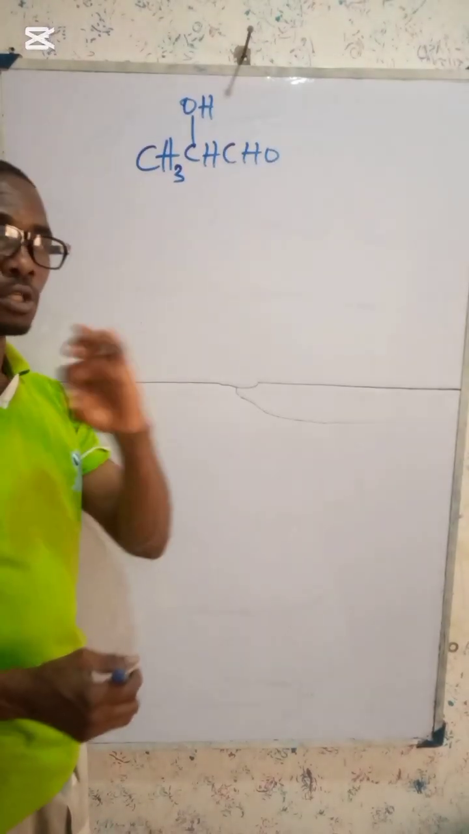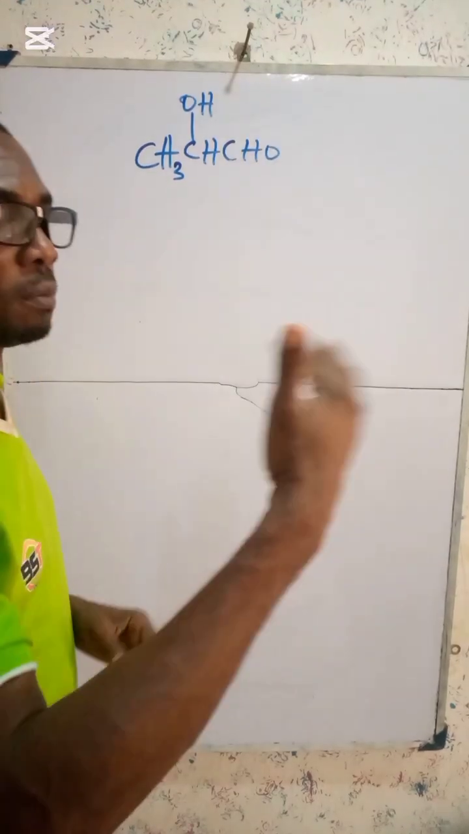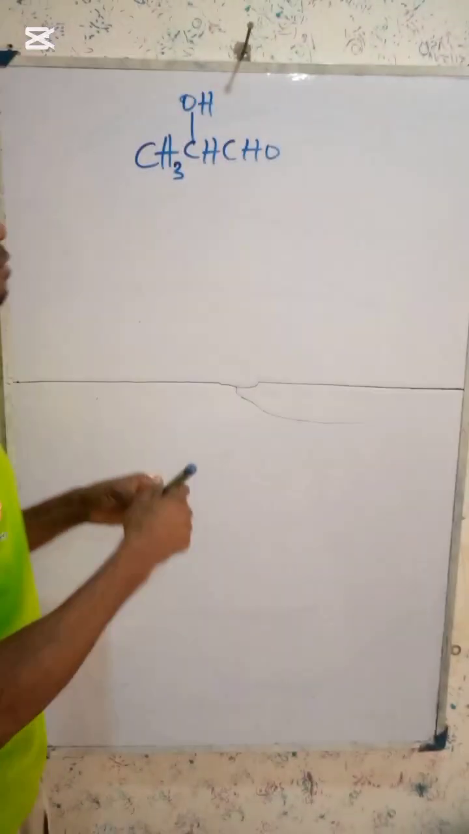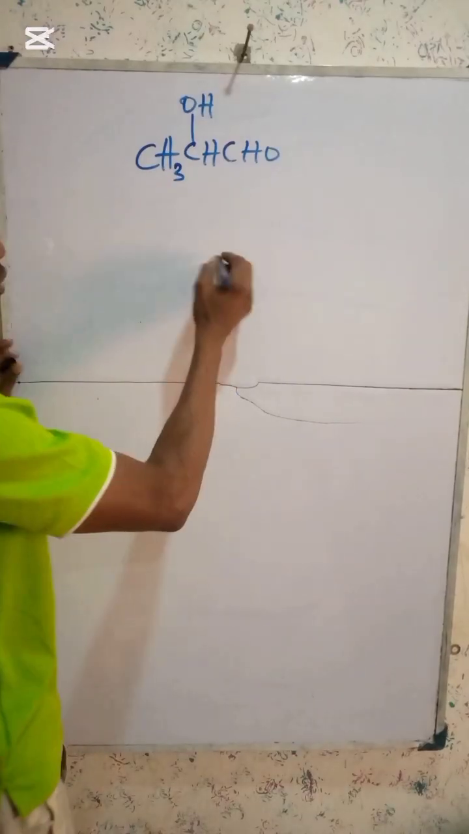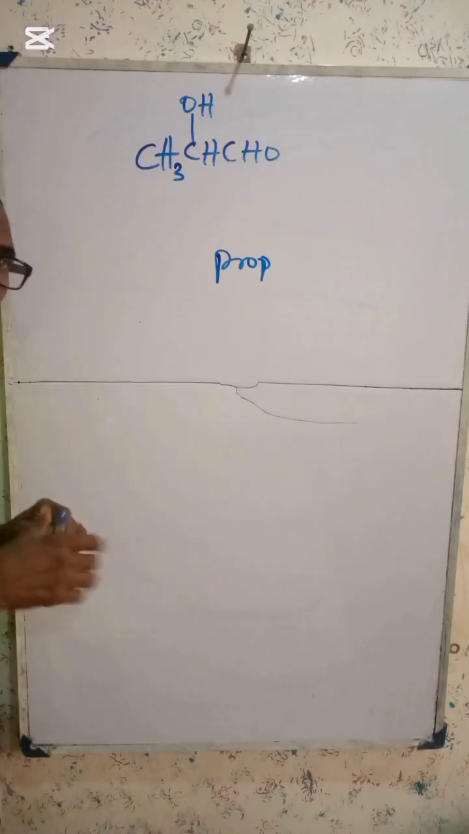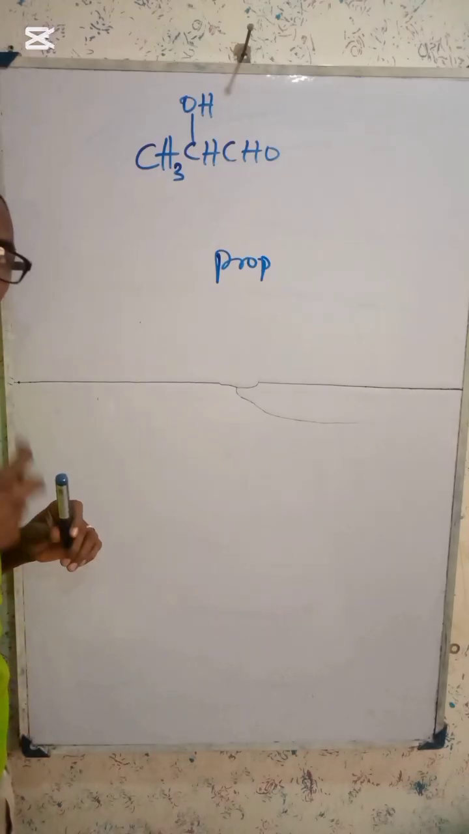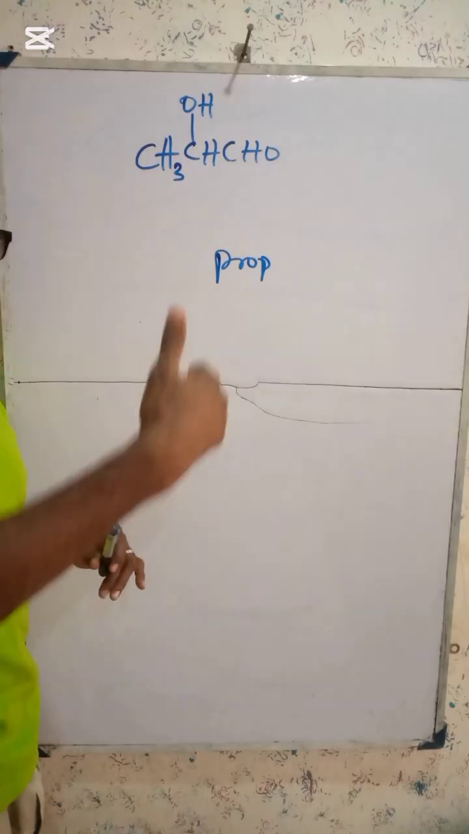How do we name this organic compound? All right, the first thing is the number of carbons in the chain present there. Let's count from left to right, right? We have 1, 2, 3. And 1, 2, 3 is prop. 3 is prop. 1, meth. 2, eth. 3, prop. 4, but. 5 is pent, and so on and so forth.